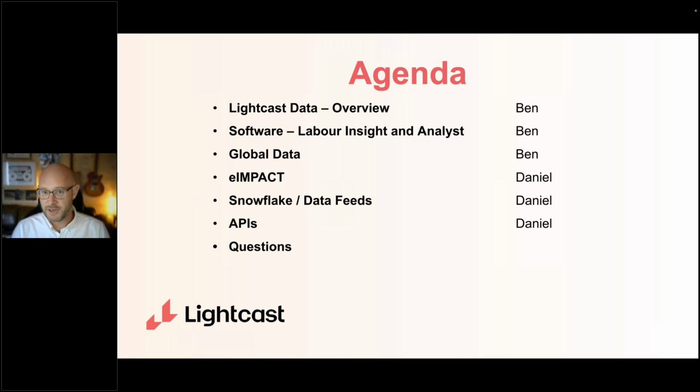Having discussed our software, we'll then demonstrate how our global labour market data can be used to identify trends happening offshore that may make their way to our own regions, allowing us to get ahead of the curve, be better prepared for demand changes in region, and respond to these changes in informed ways. I'm then going to hand over to Daniel, who's going to talk about dashboarding options, Snowflake, data feeds, and API solutions, before answering some questions and closing for the day.